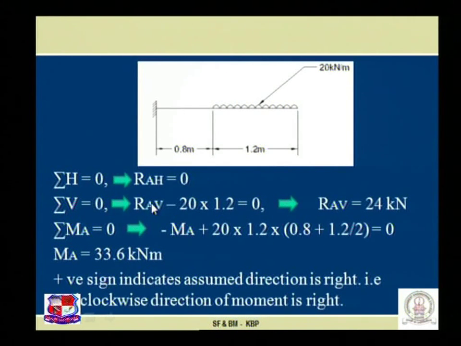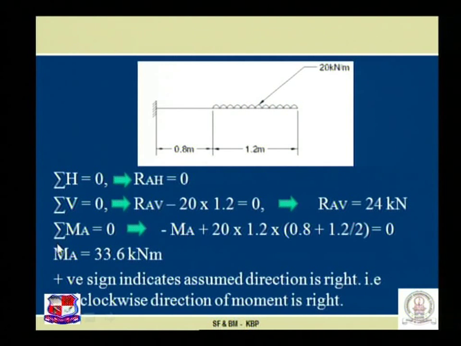Sigma H is equal to 0, RAH is equal to 0 as there is no force or load acting on this system. Sigma V is equal to 0, RAV assuming it is upward, 20 into 1.2 acting downward, so RAV minus 20 into 1.2 is equated with 0, we achieve RAV is 24 kilonewton. This is the reaction that we achieve over here.